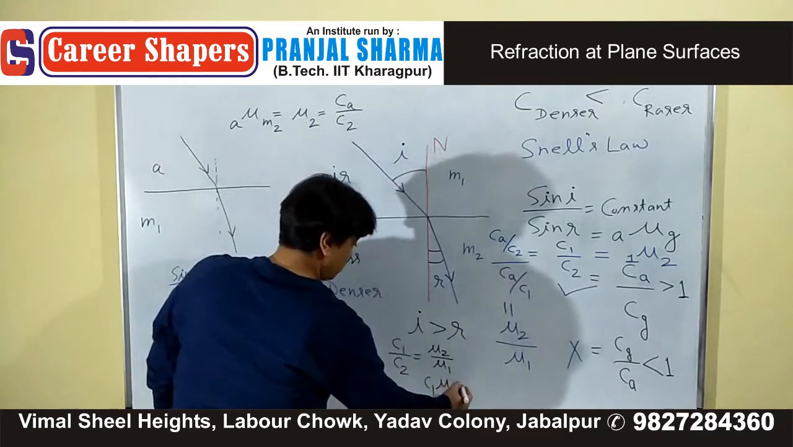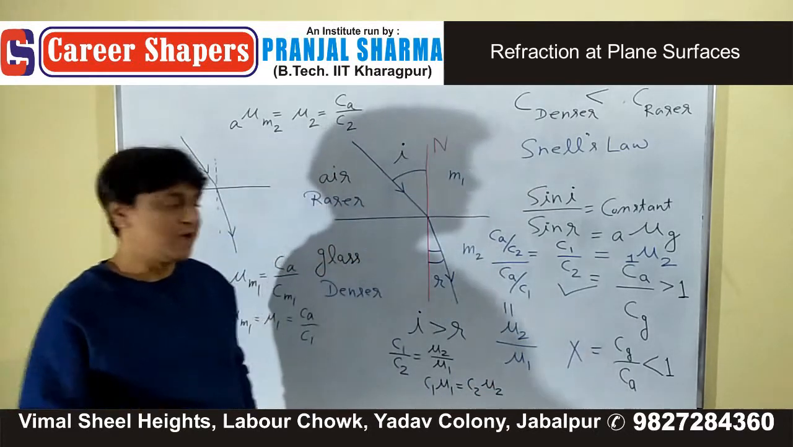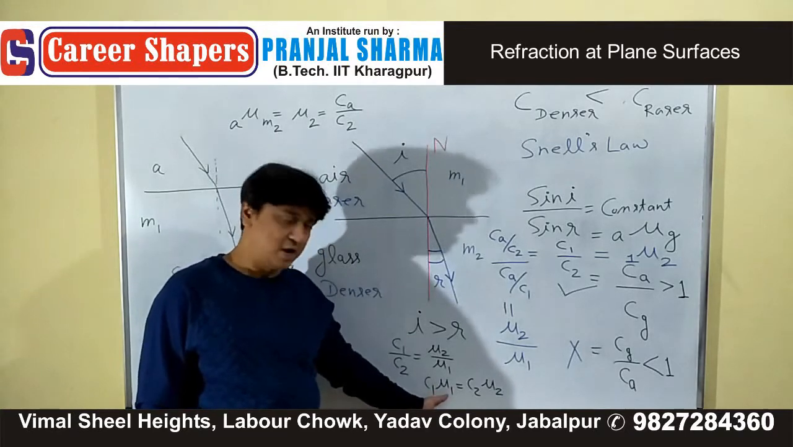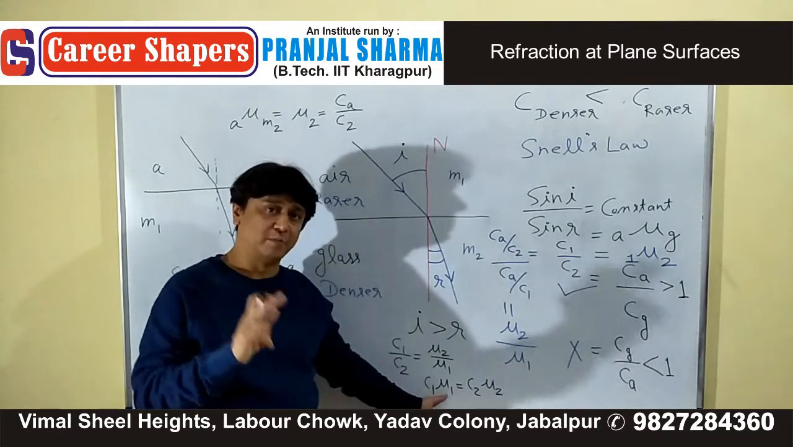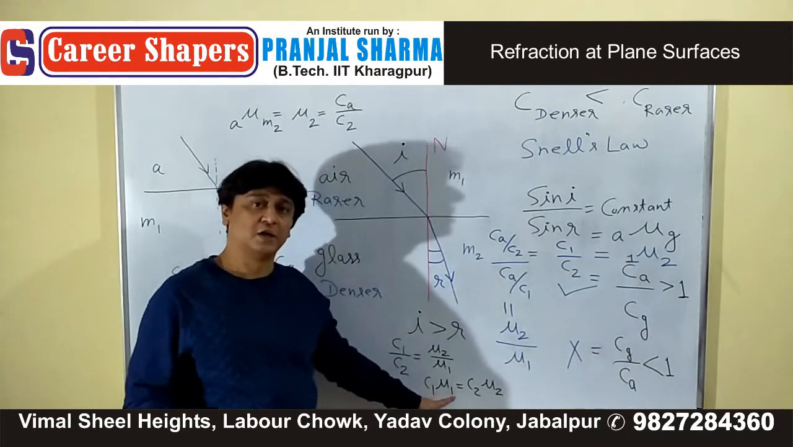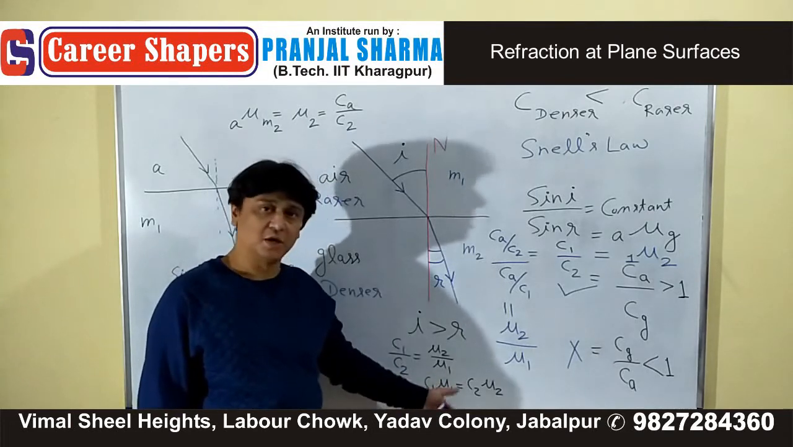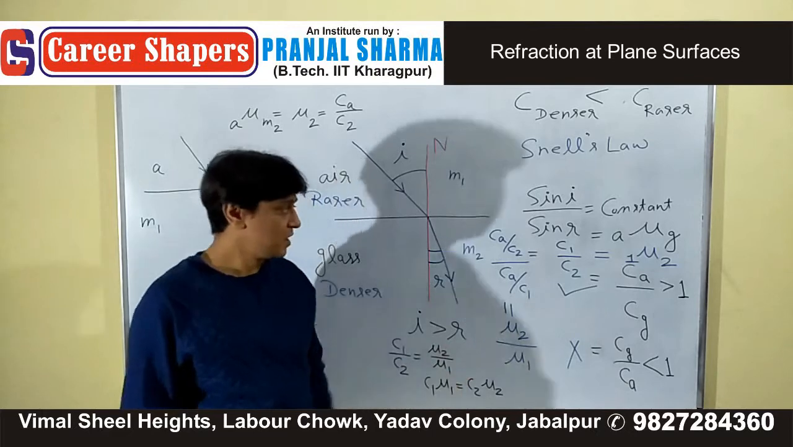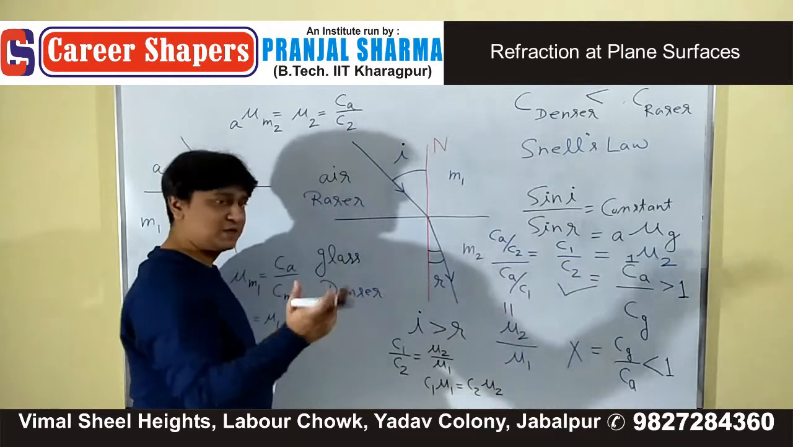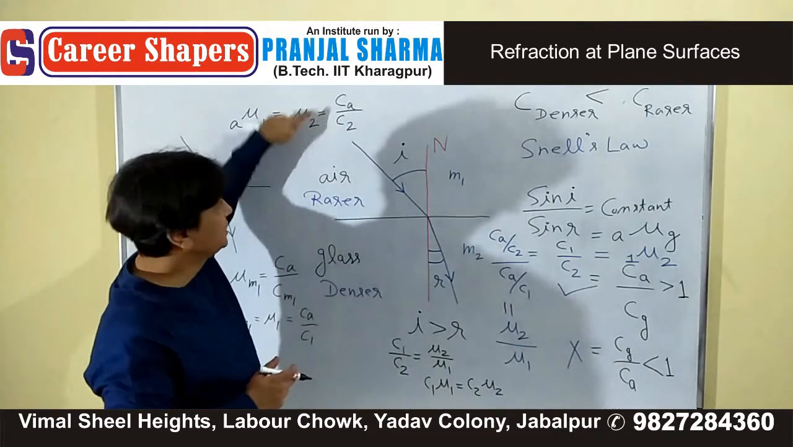C1 into mu 1 is C2 into mu 2. What is happening? Speed of light in medium 1 multiplied by refractive index of that medium with respect to air. This thing is always a constant. Why? Because it's basically nothing but speed of light in air only. If you multiply C with mu of that medium, you basically get what? Speed of light.